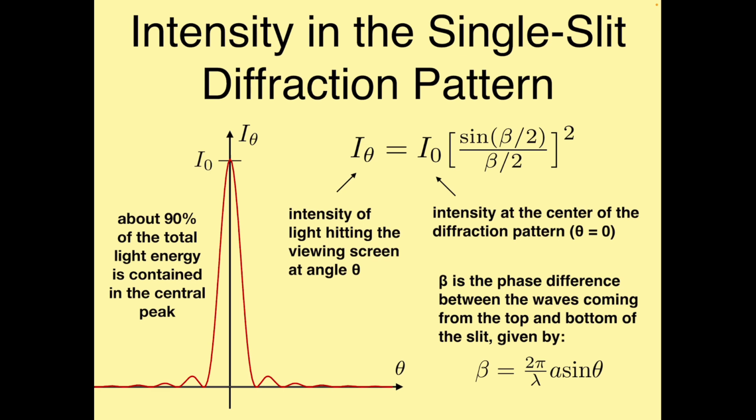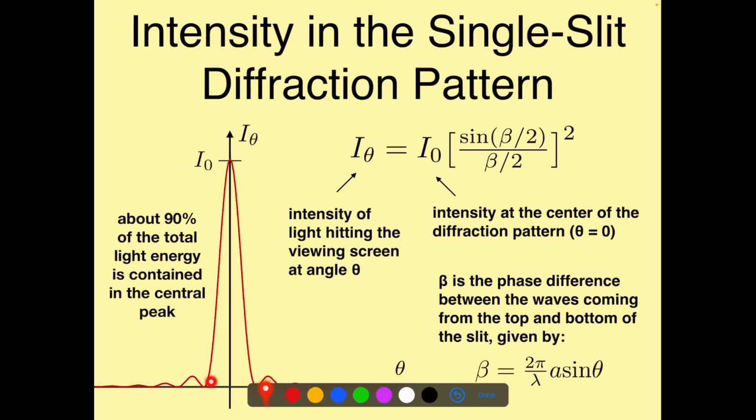It's all given here. And so real quick, I'm going to show you what it looks like when we plot this function out, because it's kind of complicated. It might not be immediately obvious what the function looks like when we plot it out. So on this axis, we have I as a function of theta. And on this axis, we have the angle theta. So theta equals 0 is right in the center of the diffraction pattern.